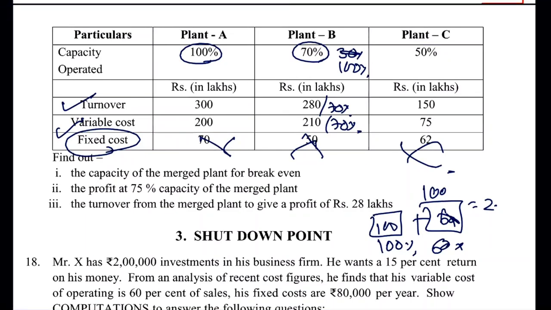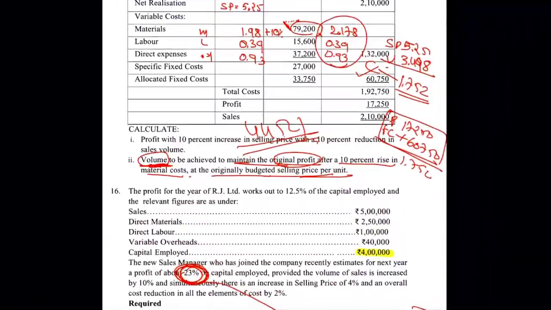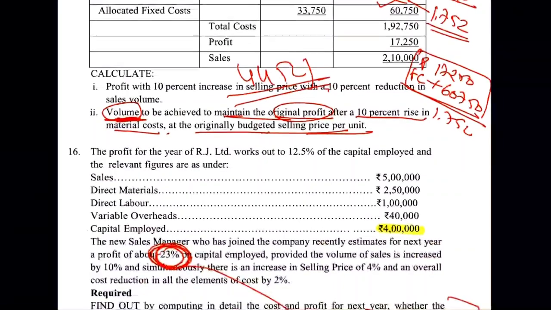Then the rest is quite easy. You will get the total plant's sales value, total plant's variable cost, total plant's contribution. Contribution upon sales of 200 gives you the plant's PV ratio. Then the rest you can calculate. Is it clear? Okay. So that's it. One last point.